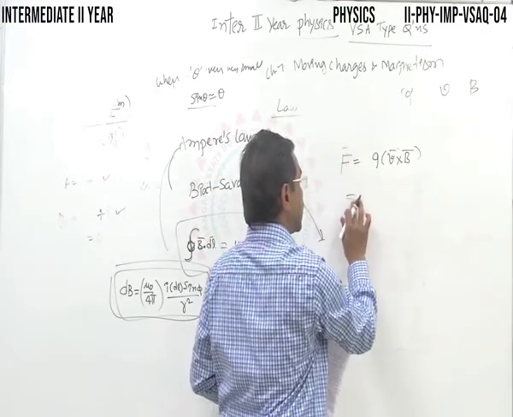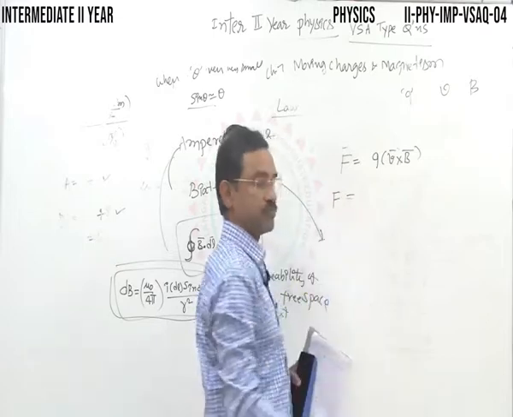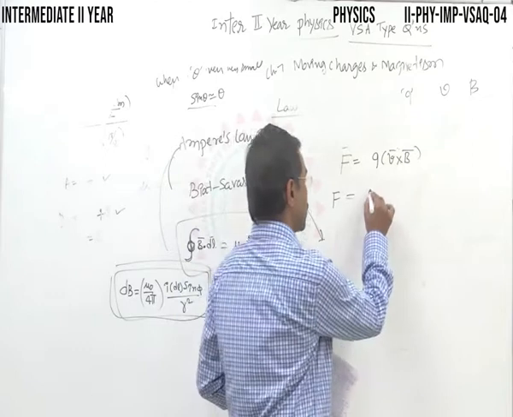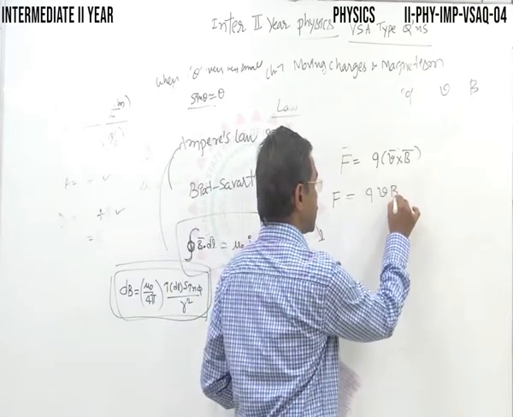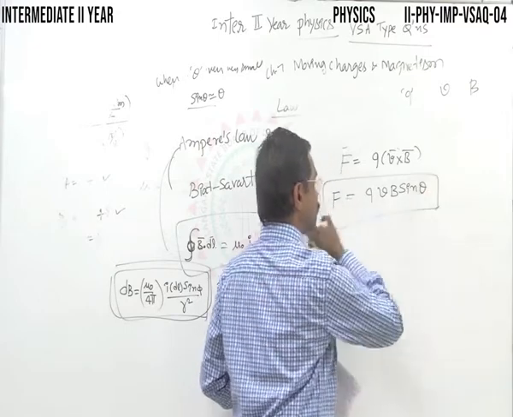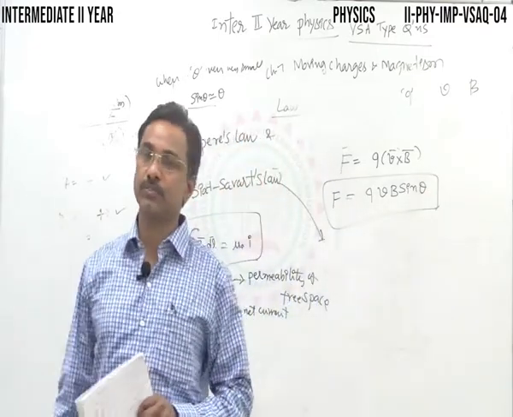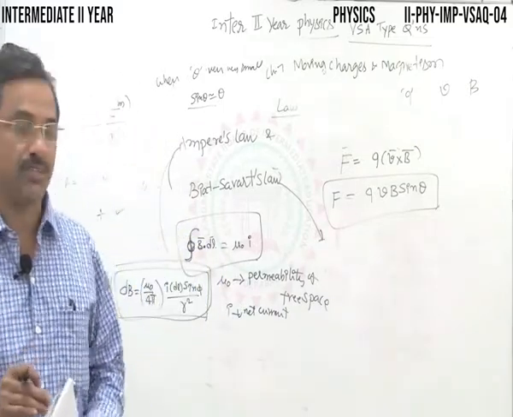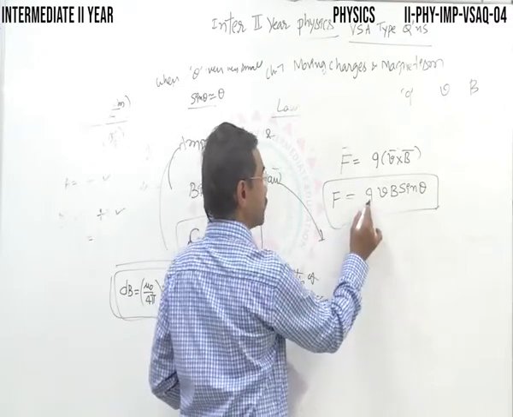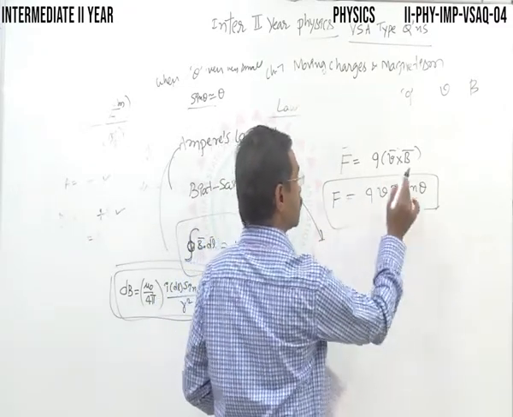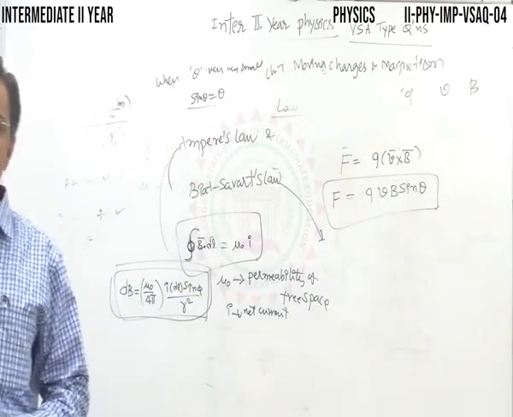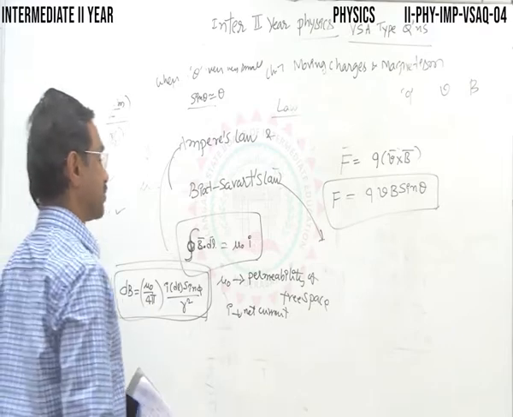So if you want to expand this, the force magnitude acting on the moving charged particle is given by QVB sin theta. If you expand this cross product, this is the expression for the force acting on a charged particle moving with certain velocity v in a magnetic induction field. Here Q is the charge, V is the velocity, B is the magnetic induction field, and theta is the angle between the velocity of the charged particle and the direction of magnetic induction.